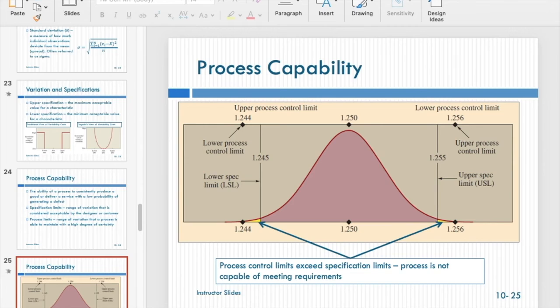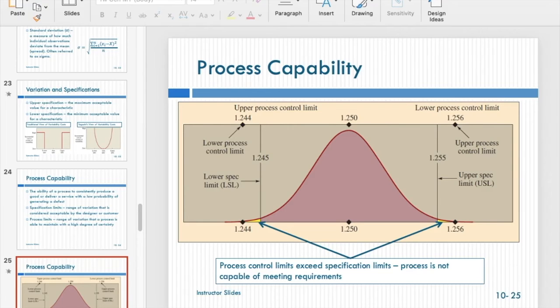But if it's less than 0.005 inches above, which corresponds to 1.250 plus 0.005, which is 1.255, it is still acceptable, right? Or in the other direction, if you use 1.25 minus 0.005 to get 1.245, it is also good for the quality dimension. All right.